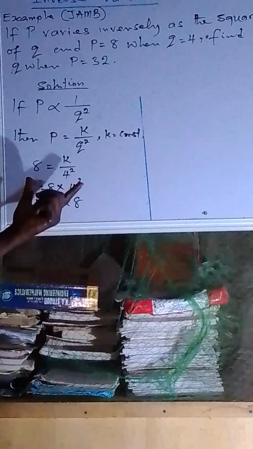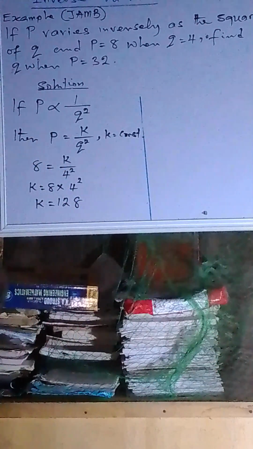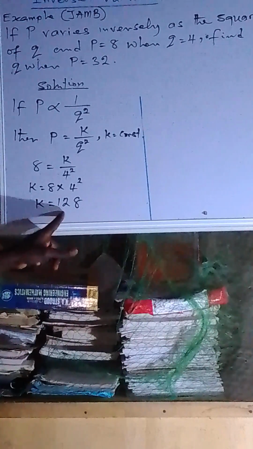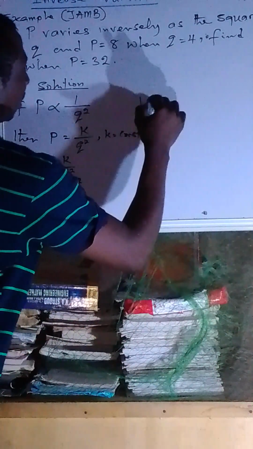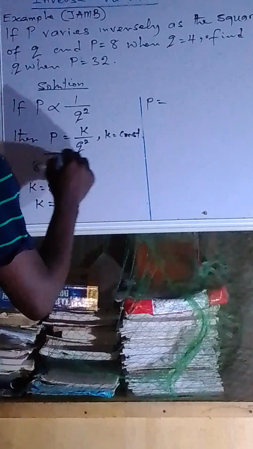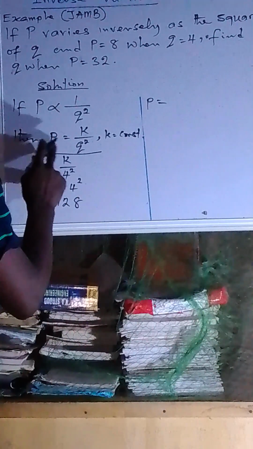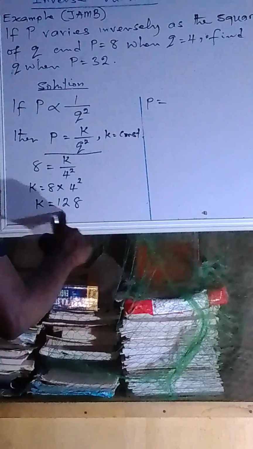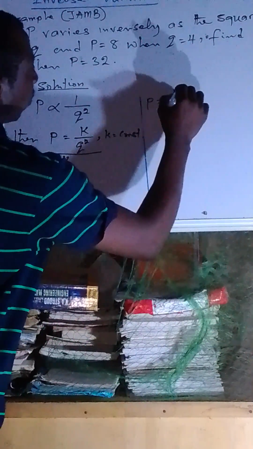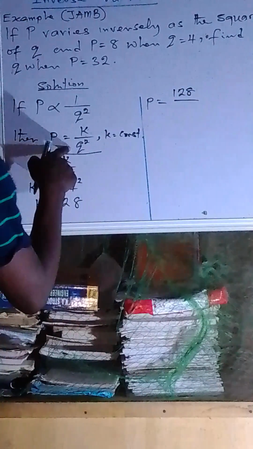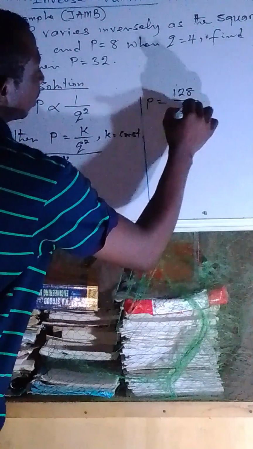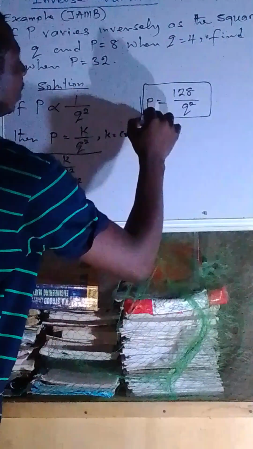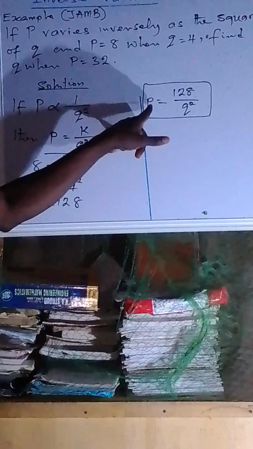So you can now have a relationship between P and Q. Just replace this constant with 128. So I can now write that P equals to, what is our K? Our K is 128. So we have 128 all over Q square. Now what we have here is what we call the connecting formula. This is the connecting formula.